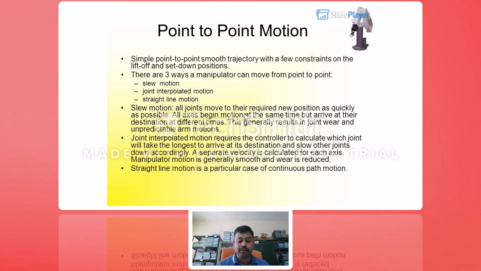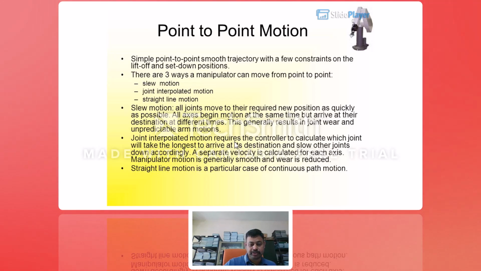All axes begin motion at the same time, but they arrive at their destination at different times. This generally results in joint wear and unpredictable arm motion. So generally in a robotic system, we need to avoid unpredictable movement because you are using actuators and other things.